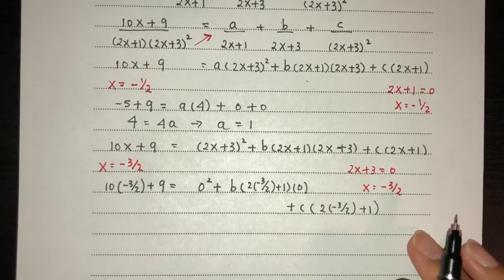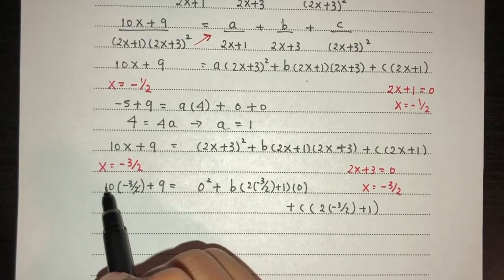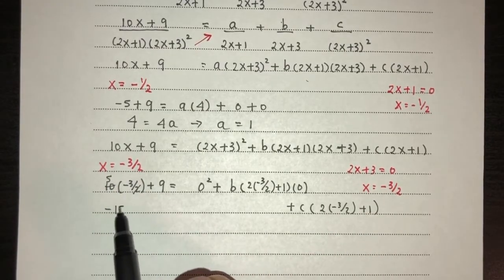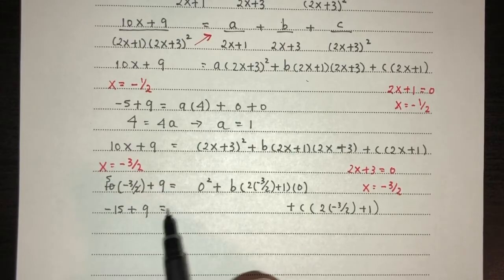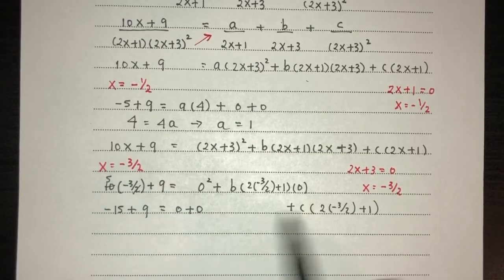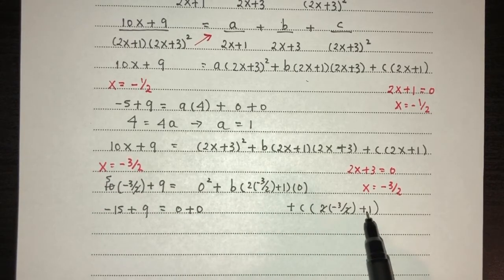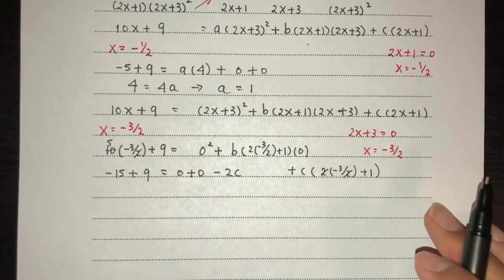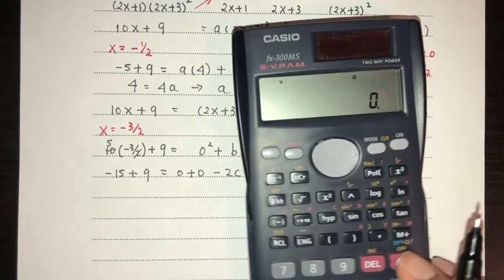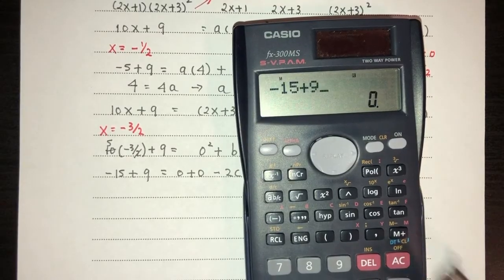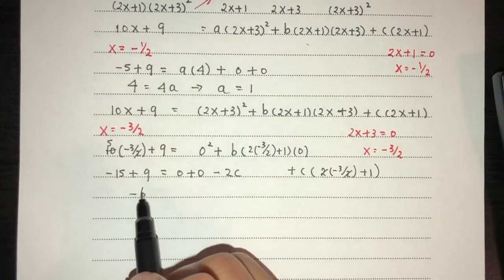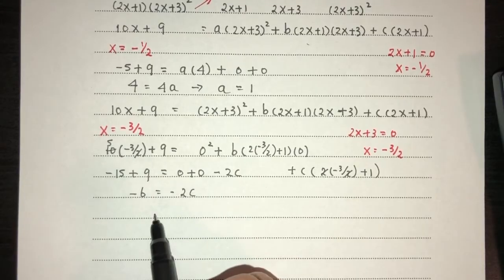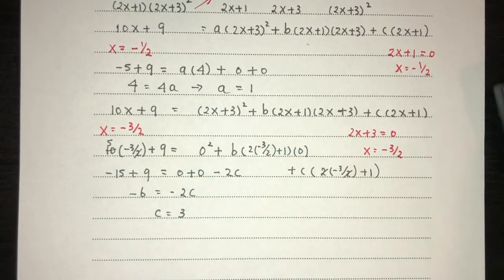Now let's simplify. This will become minus 15 plus 9 is equal to 0 plus 0. This is minus 3 plus 1, that will be minus 2c. So minus 15 plus 9 is minus 6, let's check. Yep, minus 6 is equal to minus 2c. C will be equal to 3.